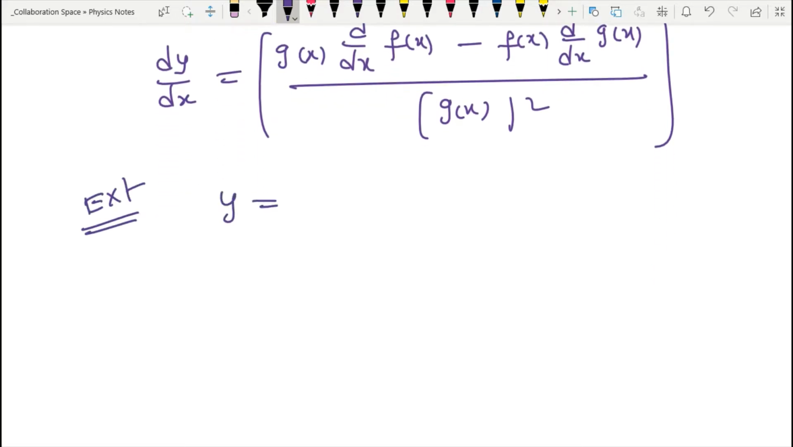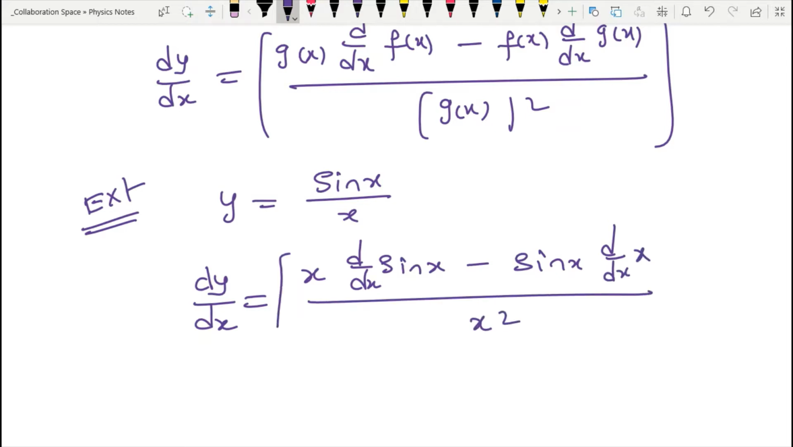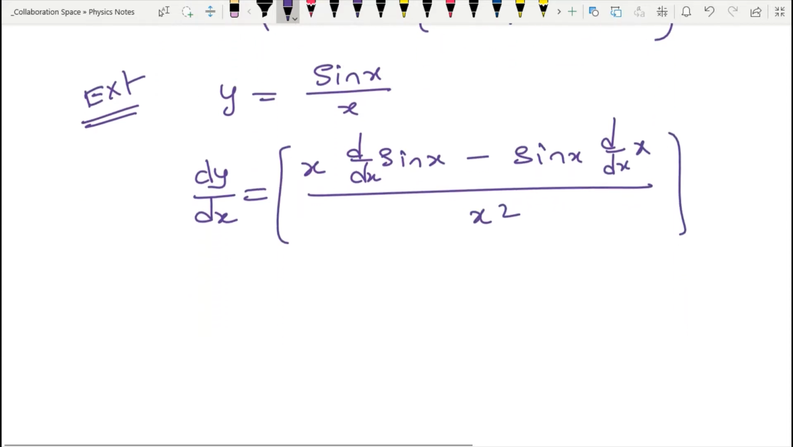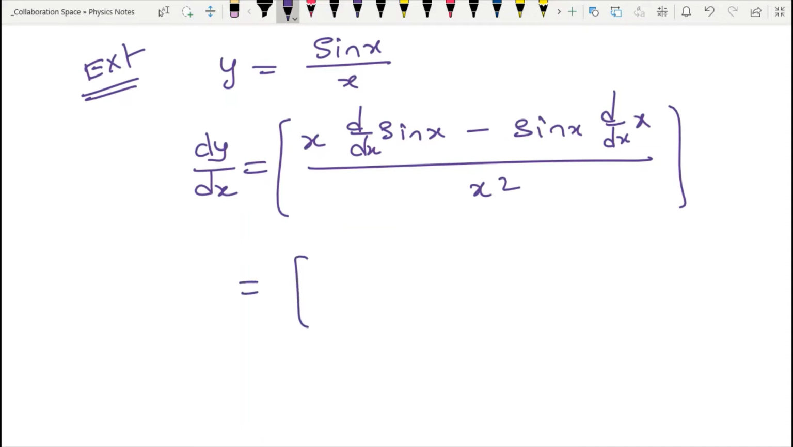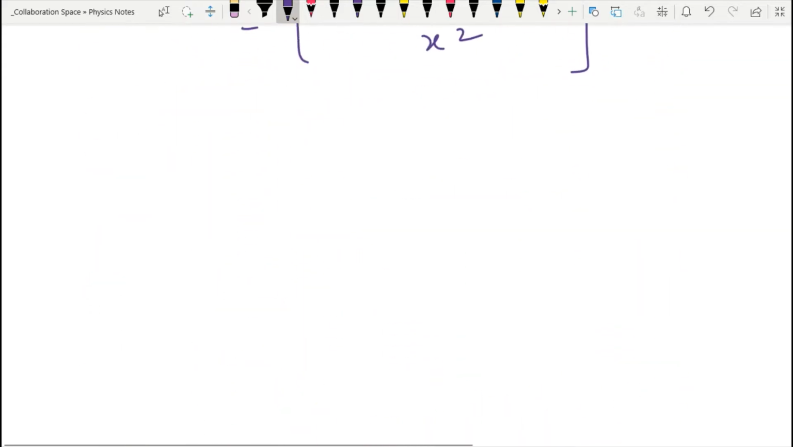Suppose you are having y is equal to sin x divided by x. If you want the differentiation, you can apply dy by dx. So you will get x into d by dx of sin x minus sin x into d by dx of x, divided by x square. So d by dx of sin x is cos x, d by dx of x is 1, divided by x square. This is the answer for the problem. This is the way of solving this kind of problems.